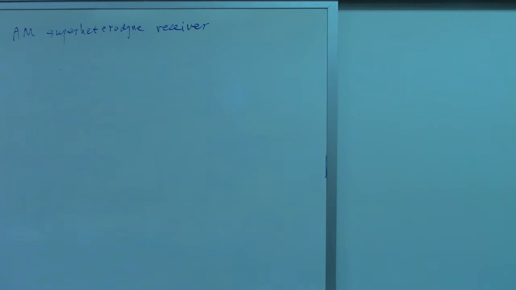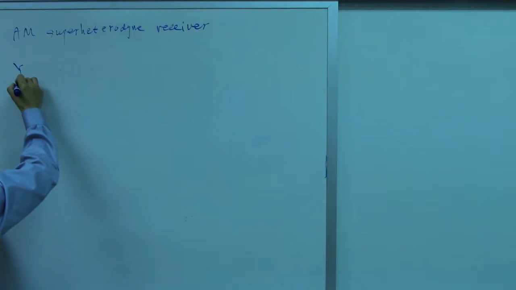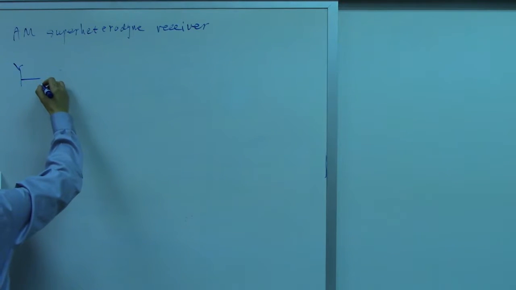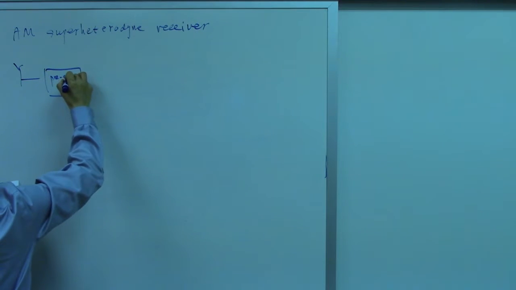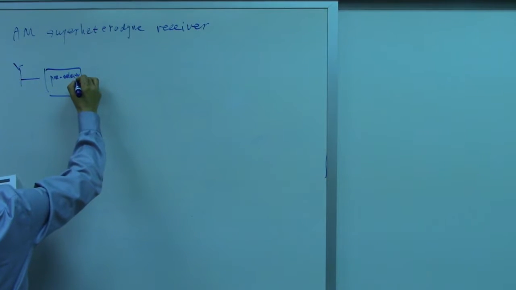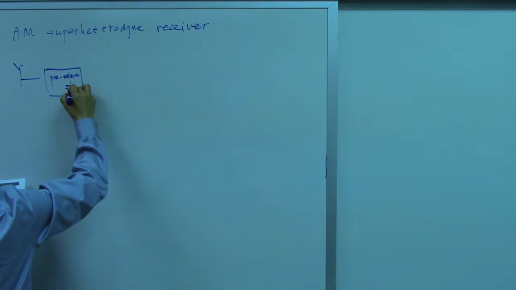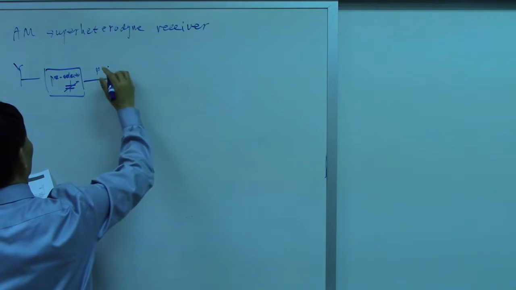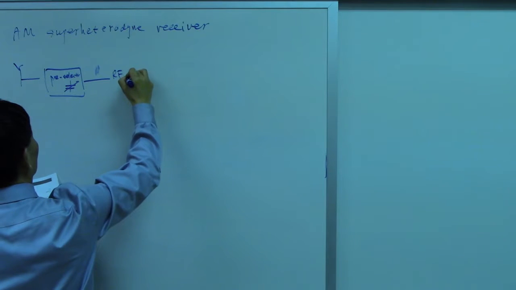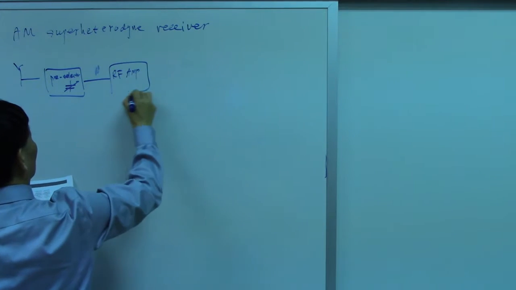This is very famous, invented like 70, 80 years ago. This is the receiver. First we have an antenna, we receive the signal. Then we have a pre-selector. Pre-selector is just like this. Okay, we change this. And this one here is an RF amplifier.